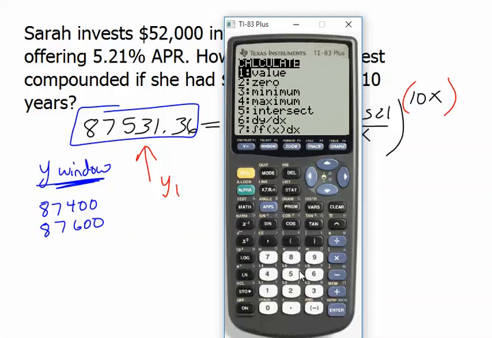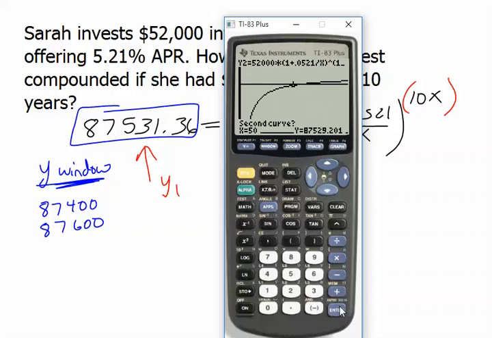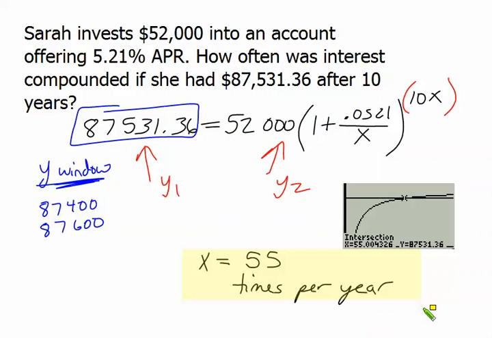Second trace to calculate. Option 5 for the intersect. Hit enter, enter, enter, and here it is. So we get x equals 55 times per year based on that graph. But please watch your parentheses. Watch your window. Errors on either of those could lead to difficulties on a test.